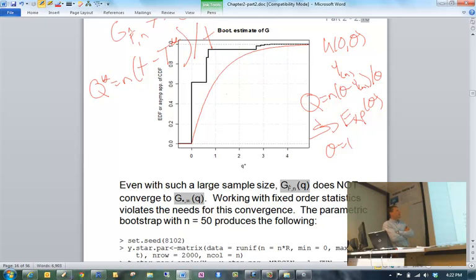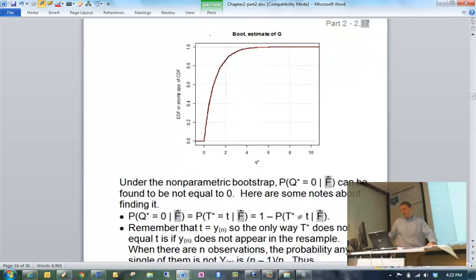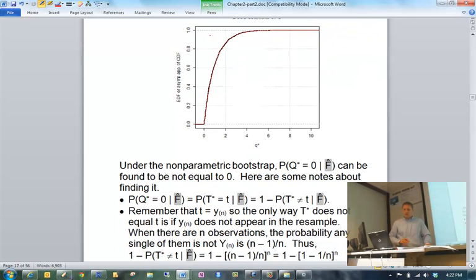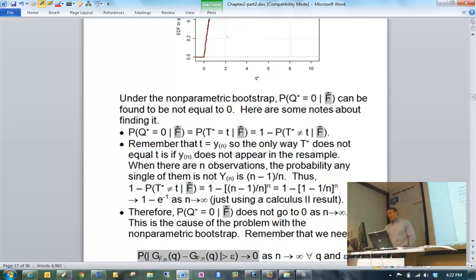And also plotted there is the exponential 1 in red, and we can see that we don't get there. If you turn to page 17, we have a little bit more of an explanation of what's going on here. So we know that the asymptotic distribution for Q is obviously a continuous distribution. So Q star, if everything's working out right, should be a continuous distribution as well.